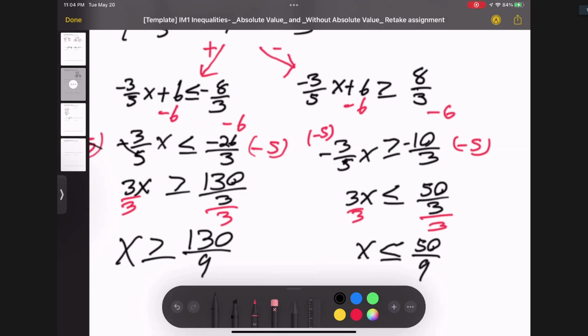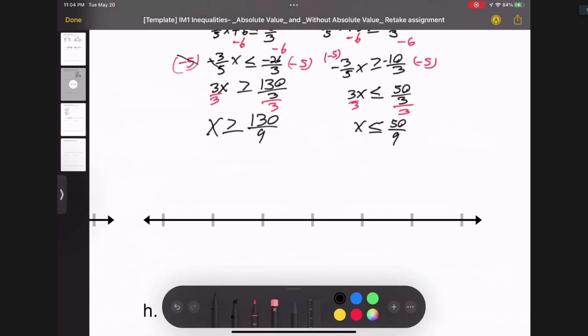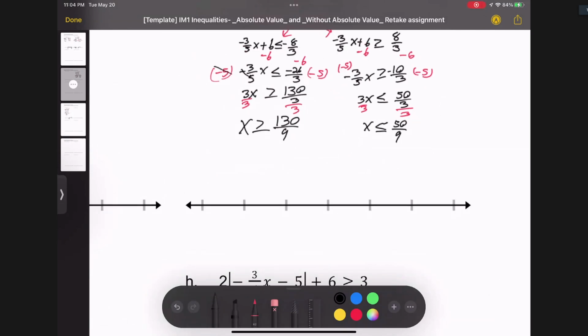And no, that does not make a nice number, but it's okay. We are going to be trying our best to see what's happening. I'm going to say that this is, okay, so 50 over 9. And then this is going to be 130 over 9. They're both closed circles.